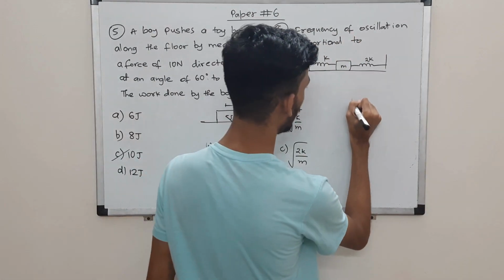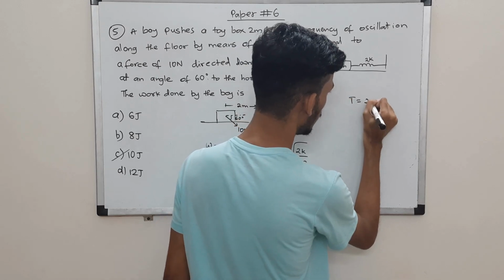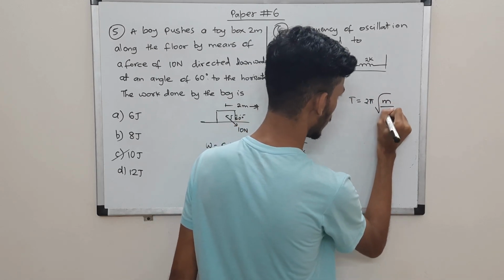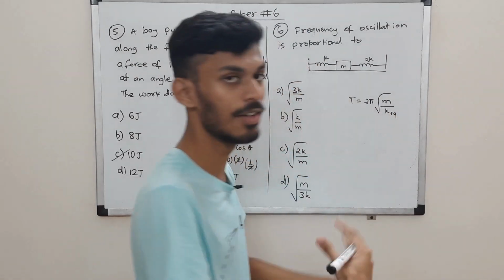So basically the time period for spring systems is given as 2 pi under root m by k, or k equivalent, when we have spring systems.